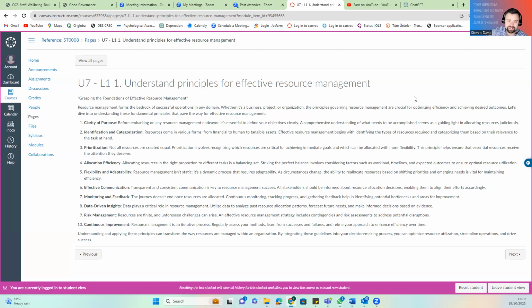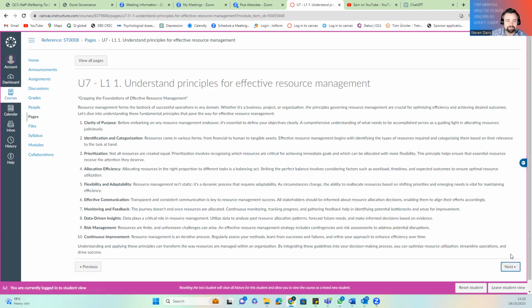We need to be able to monitor those resources. So are they effective, and get some feedback? We need to get data-driven inputs. So once that resource has been implemented, what does success look like? We obviously need to manage that risk, and then we need that quality improvement cycle. So when we look at effective resource management, we're looking at those 10 key principles. So purpose, identification, prioritization, allocation, flexibility, communication, monitoring, data-driven, risk, and quality improvement.